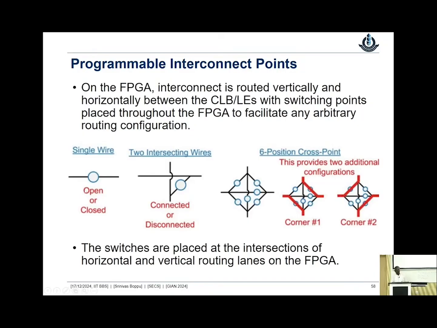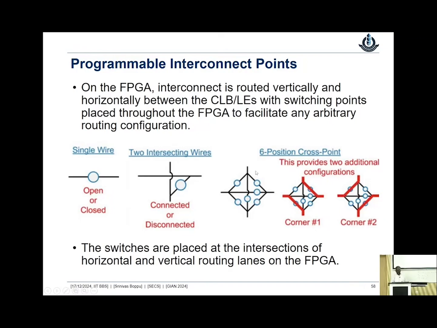Here, let's say there are 2 wires which you want to connect. So this one switch is enough. You can think of this circle as one transistor which can be programmed to 0 or 1. But now if there are 2 intersecting lines, then we can also have something like this.